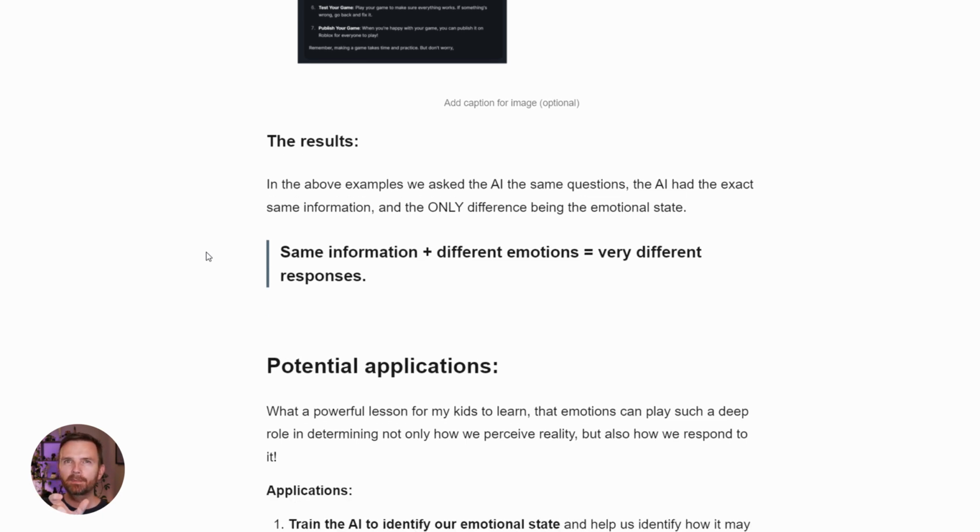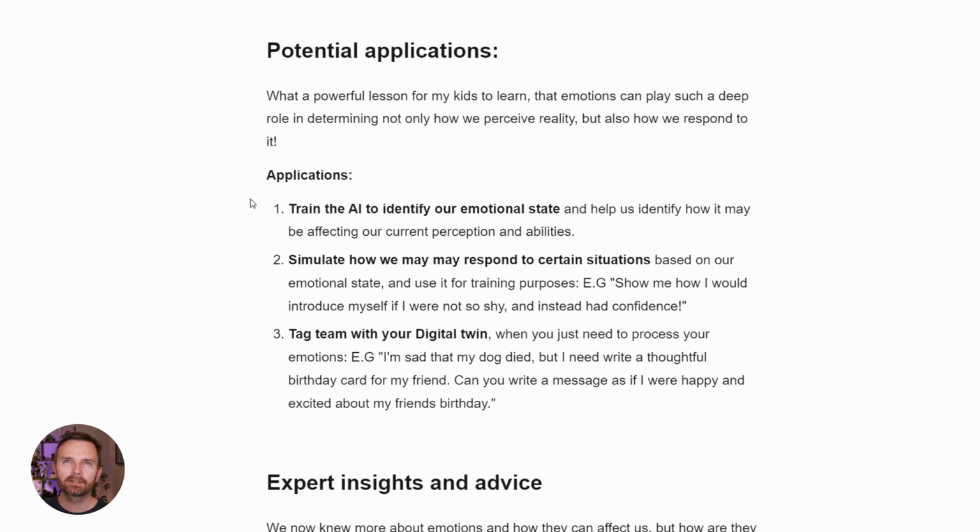The AI has the very same information, plus we add a different emotional state equals a different response, right? That in itself was pretty interesting. So we were able to affect the way the AI responds and thinks about the world and how it generates answers based on its emotional state. What are the potential applications of this?